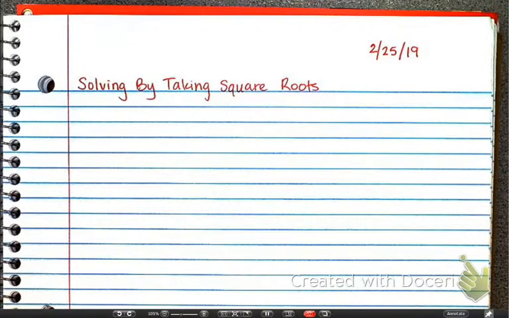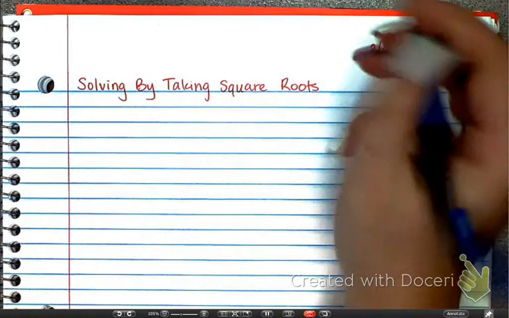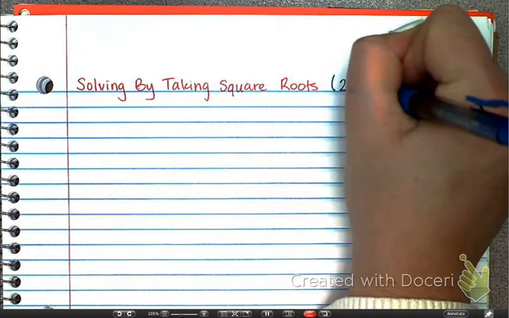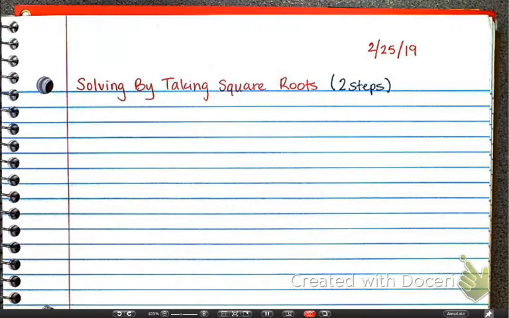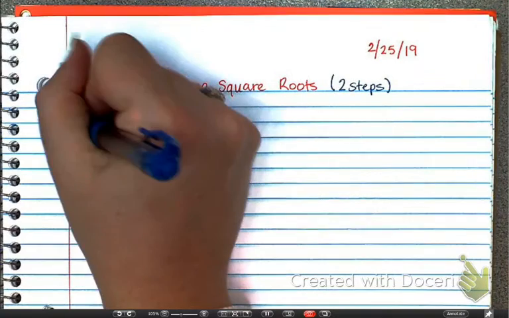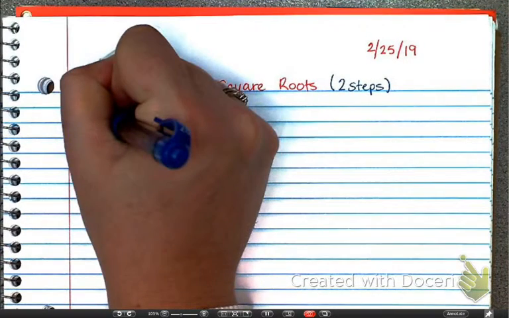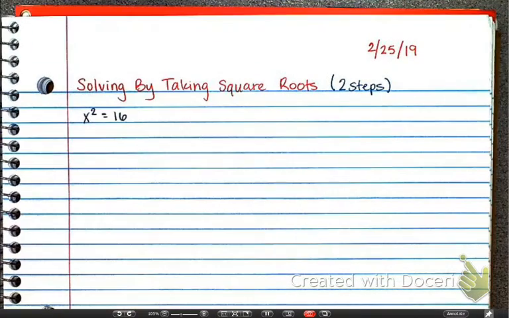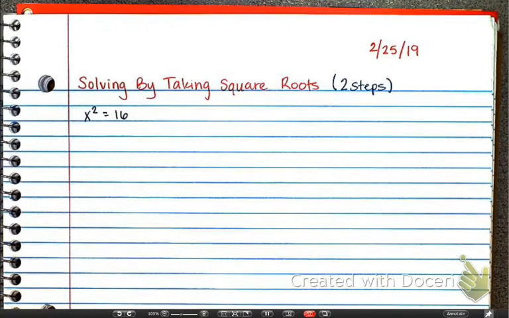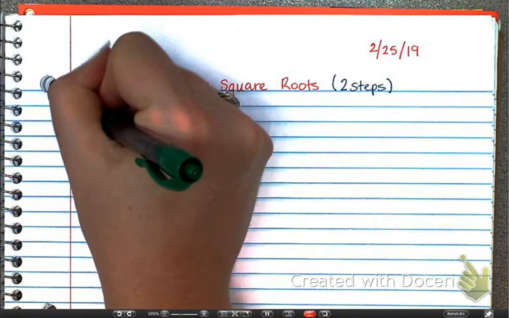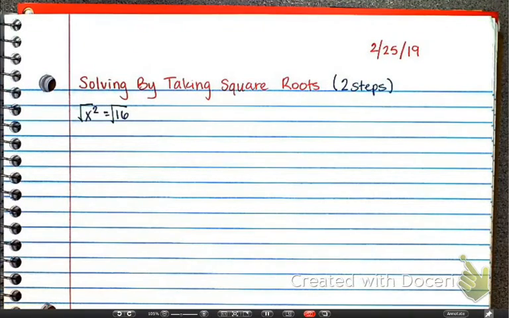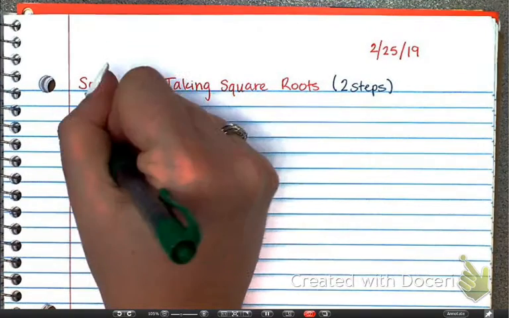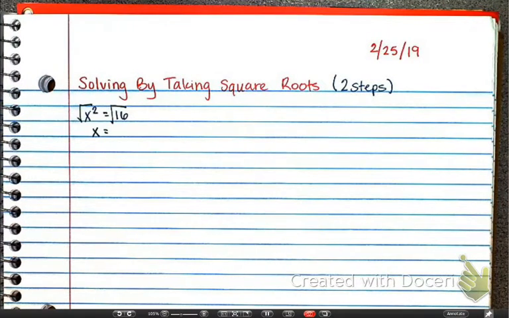So on Friday, we started taking square roots. Today we're going to focus on two-step equations, where on Friday we had one-step equations. All we did was something like x squared equals, let's do 16. So if it's x squared equals 16, what was the one step we technically did? Take the square root. Because remember, squares and square roots cancel, so you take the square root of both sides. The square root of x squared is x, and what's the square root of 16?